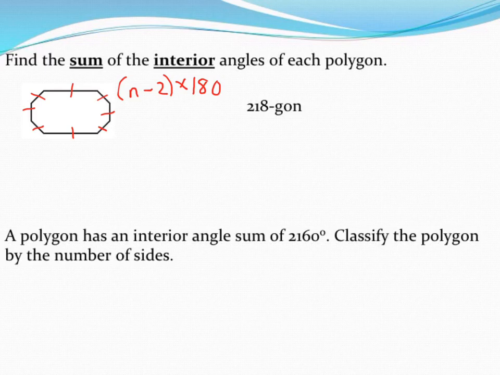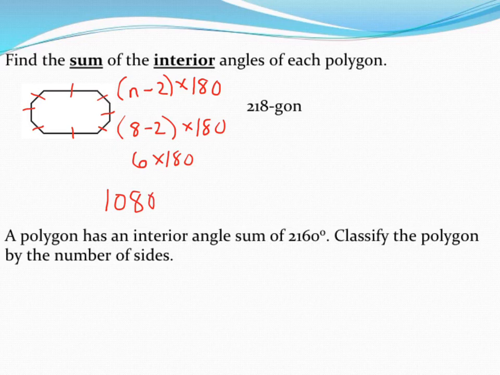So to find out what those angles add up to inside of an octagon, I'm going to take 8 minus 2 and multiply that by 180. 8 minus 2 is, of course, 6. 6 times 180 gets me a total angle sum of 1,080 degrees for that octagon. This formula works for any polygon, at least if it's convex.